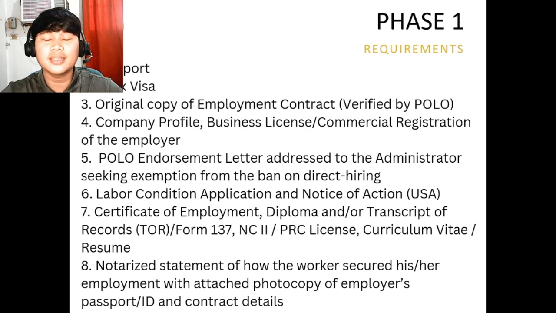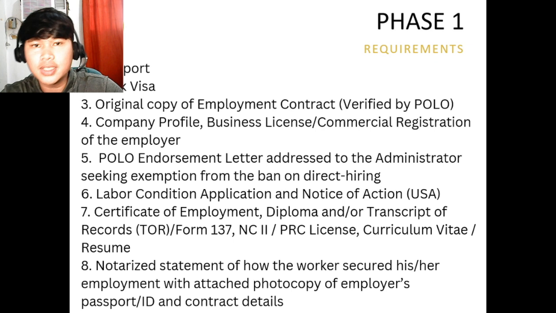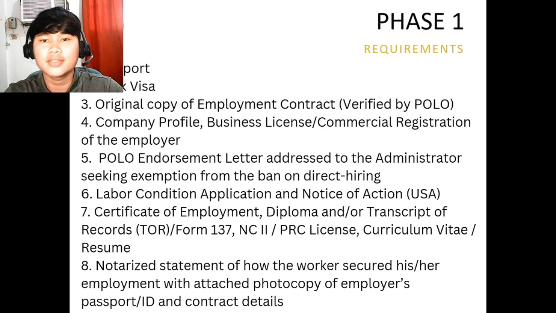Okay, so in the J-1, you are required to have a CFO. In the H-1B, you need to have an OEC. It's heavier or more tedious compared to the CFO. For the OEC, we have two phases, phase 1 and phase 2. In phase 1, you need to have all these requirements.